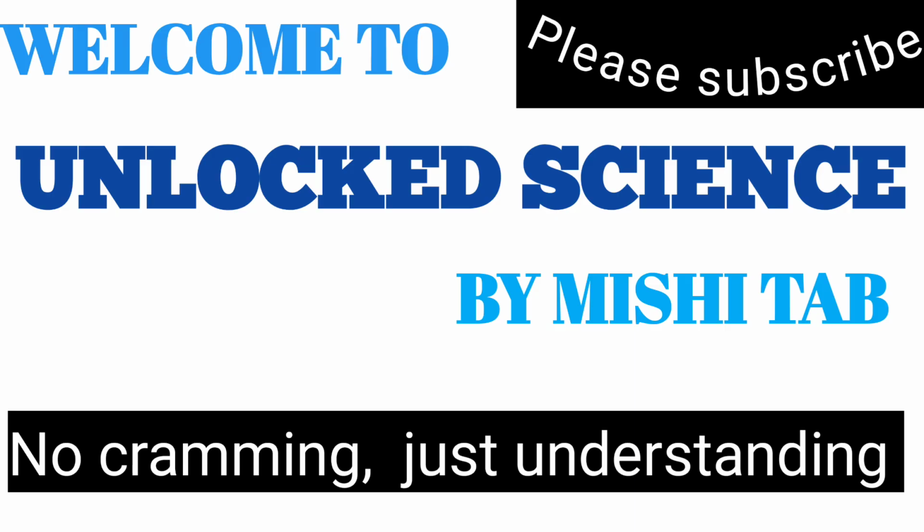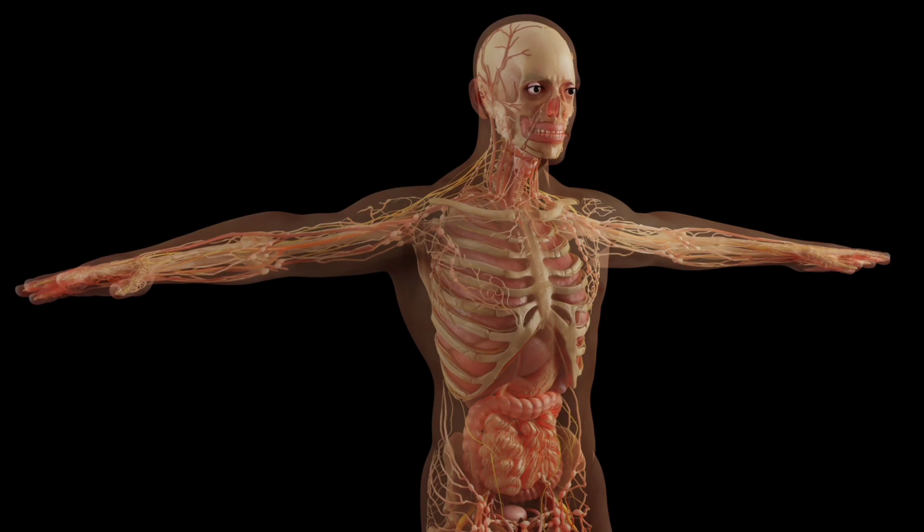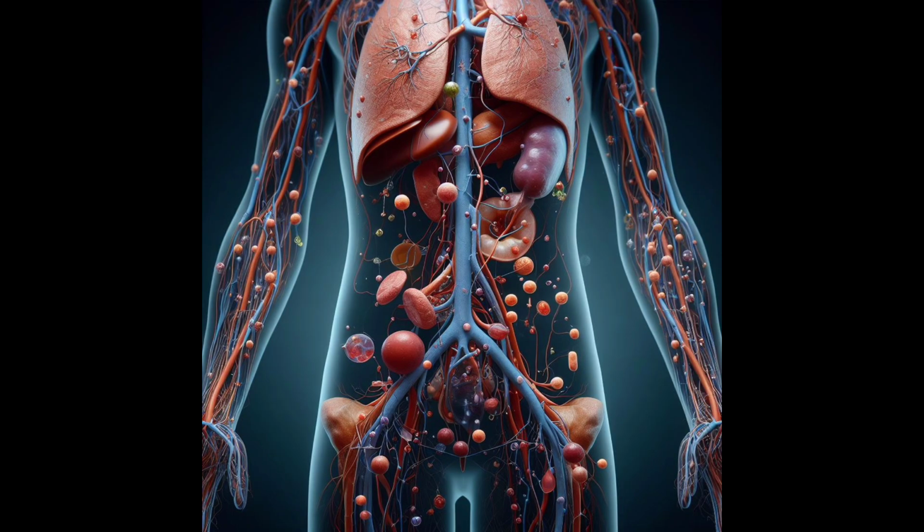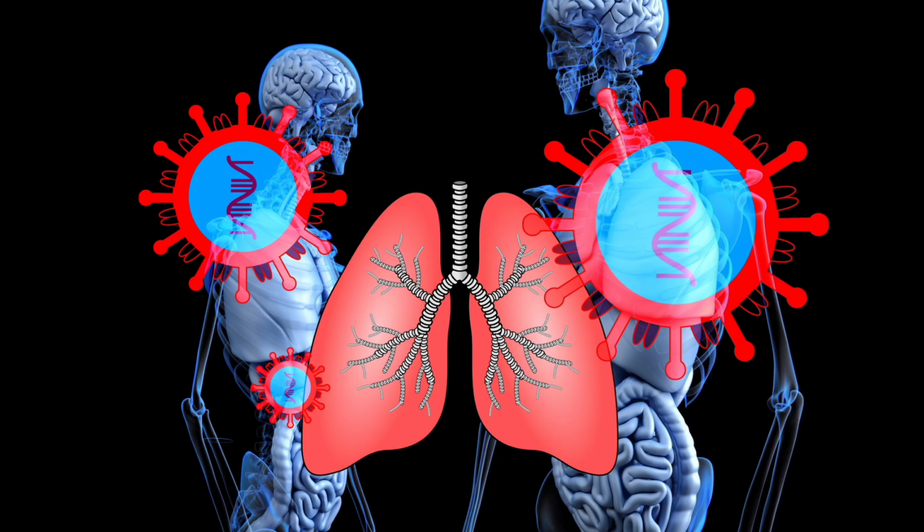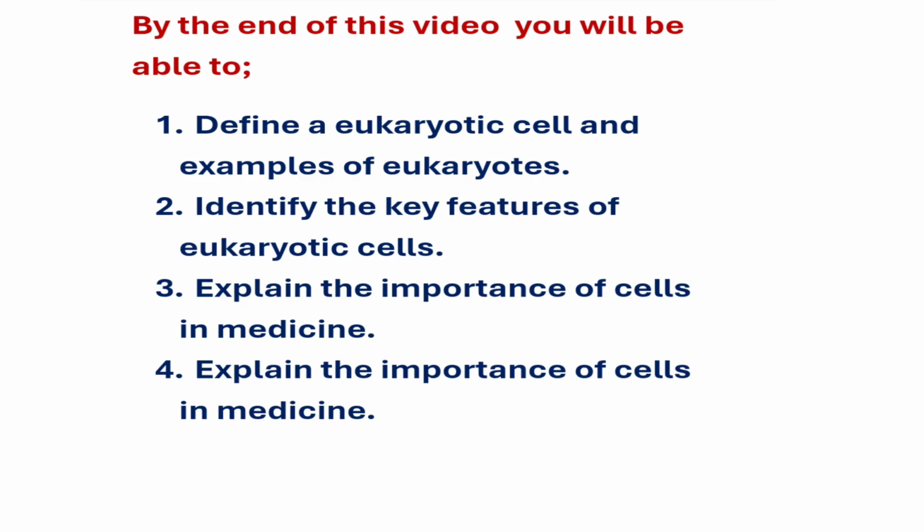No cramming, just understanding. Have you ever wondered what makes complex life complex? Meet the eukaryotic cell, the ultimate biological upgrade. By the end of this video, you'll be able to define a eukaryotic cell and give examples of eukaryotes, identify key features of eukaryotic cells, differentiate eukaryotic cells from prokaryotic cells, and explain the importance of cells in medicine.